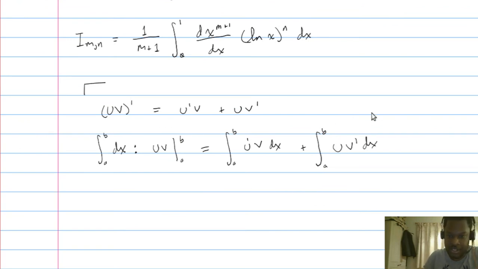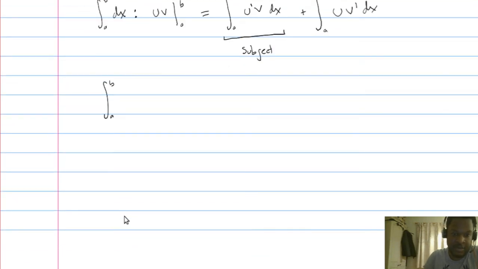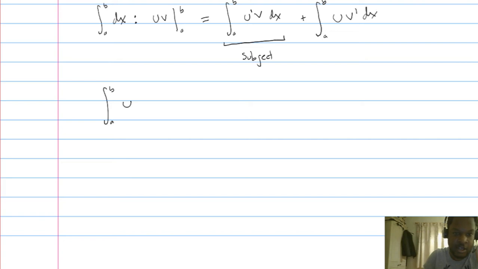And of course, what I do is I just shift this to the other side and make the integral from a to b of u prime v the subject. Let's make ourselves a bit more space. The integral from a to b of u prime v with respect to x is the uv evaluated from a to b, subtract the integral from a to b of uv prime with respect to x.